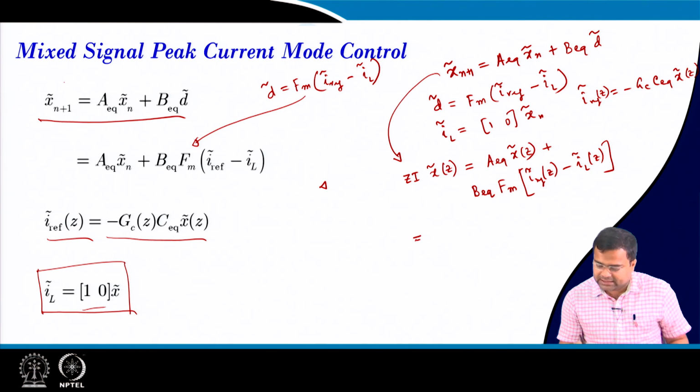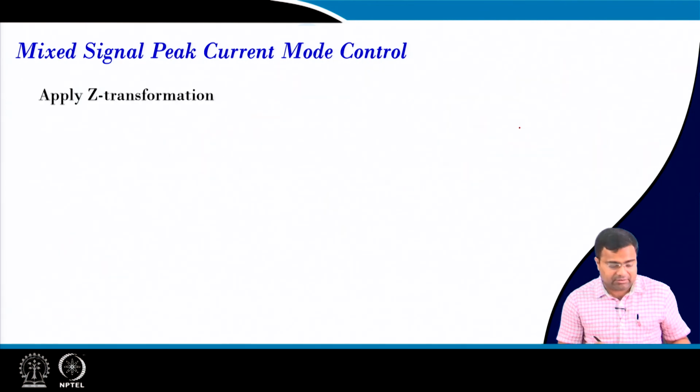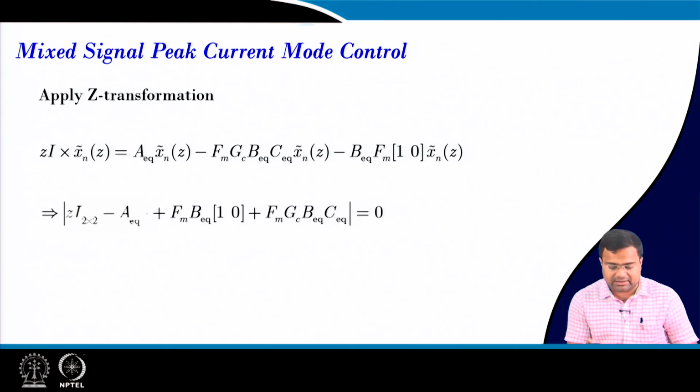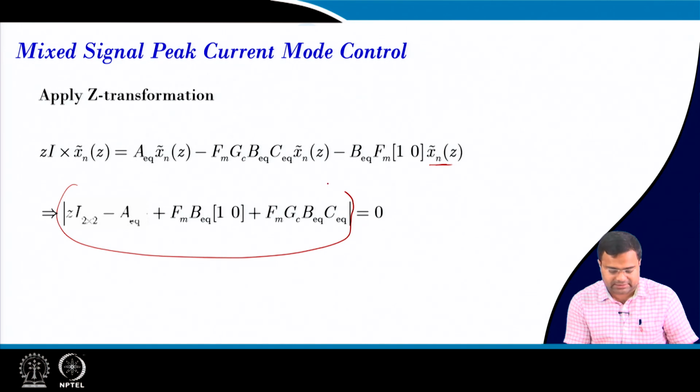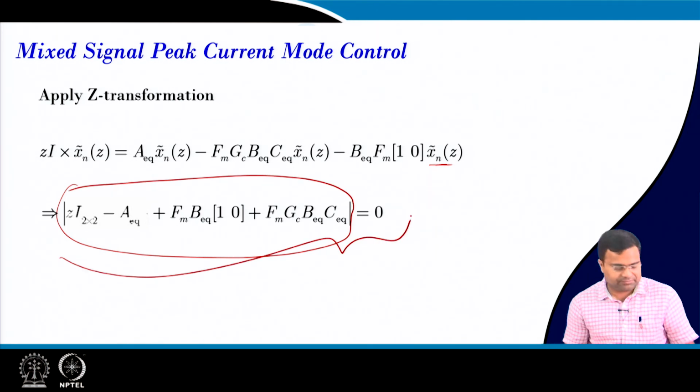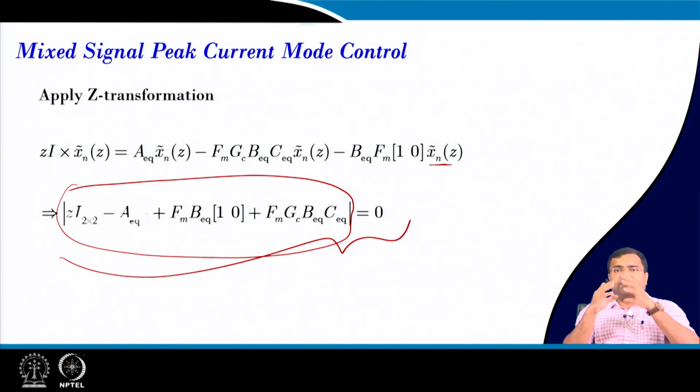So, what is IL(z)? You replace this with this and this with this, and after that you will get the overall characteristic equation, and you can take everything on the left side because X(z) can be taken common. So you will get the characteristic polynomial like this, and this equation is the characteristic equation. From here you can find the eigenvalues to check whether all are inside the unit circle or not.